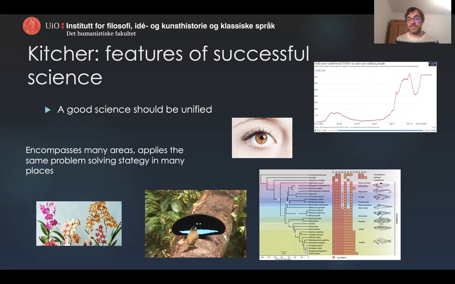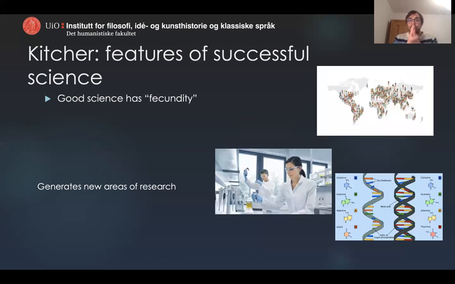That's, again, successful science. And finally, good science has what Kitcher calls fecundity. So it generates new areas of research. The theory of evolution is not this isolated unit. It's generated molecular biology. It's generated population genetics. It's generated lots of new science in the last 150, 200 years. And so that, again, is a sign of good science, that it generates new research.